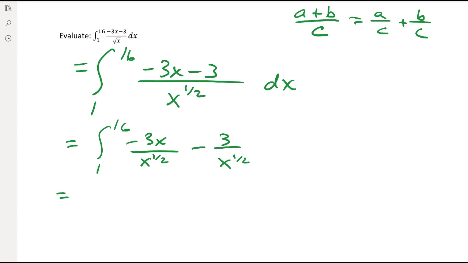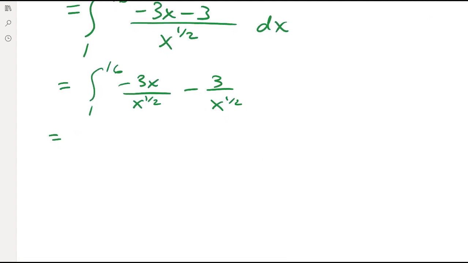Okay. Now we're going to simplify those fractions. So how do we simplify? Remember, whenever we divide, we subtract the exponents. So for the first term, we have a negative 3x over x to the 1/2. Well, the understood power on the numerator, x, is a 1. And downstairs is a half. So 1 minus a half leaves us with a positive 1/2. So the first term simplifies to a negative 3x to the positive 1/2. I subtracted the powers there, right?